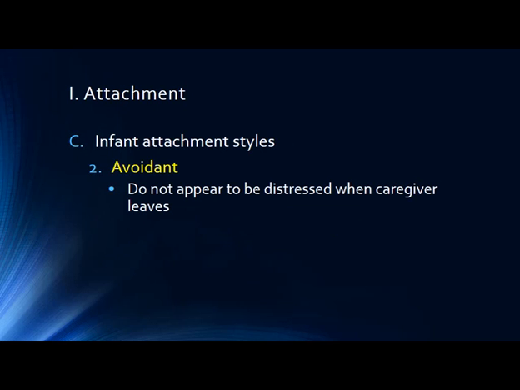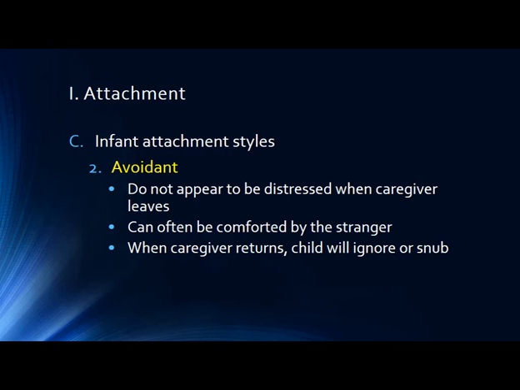An avoidant child does not appear to be distressed when the caregiver leaves. They can often be comforted by the stranger, and when the caregiver comes back, they just don't care. They'll ignore them, they'll snub them, whatever, because they're simply not attached. They don't care whether the person's there or not, so they're avoidant of their caregiver.